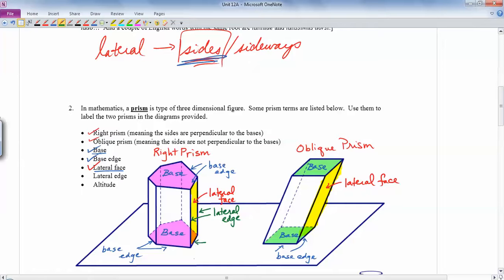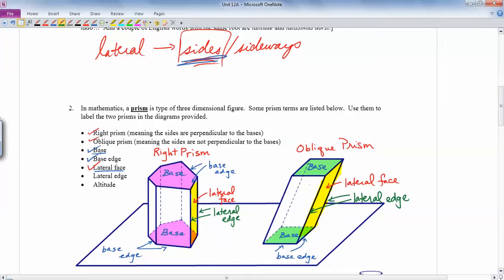This one is not a lateral edge. Even though it's part of the side, base edge wins out. If it's part of the base, it's a base edge. So over here, we've got some lateral edges too. So these guys would be lateral edges.